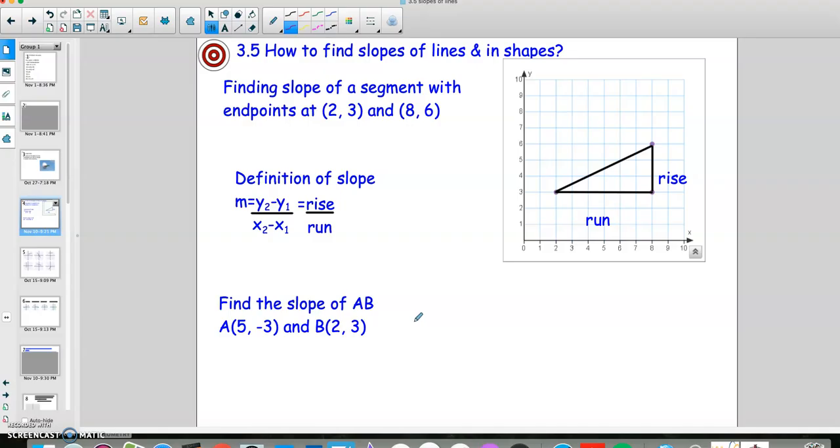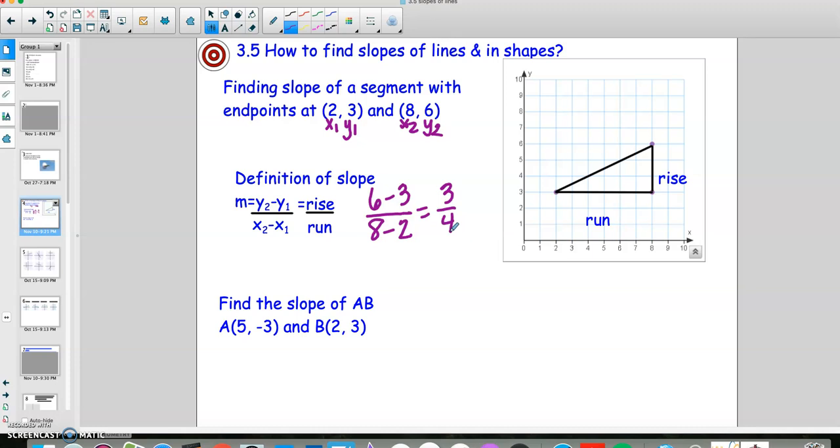y2 minus y1 over x2 minus x1. Slope is always rise over run, so if you have a graph, you could count. If you have an ordered pair, you would use the formula. So let's go ahead and do one together, just to review from last year. If it helps, label those points: we have our x1, y1, x2, y2. 6 minus 3 over 8 minus 2, 3 over 4 gives you your slope.